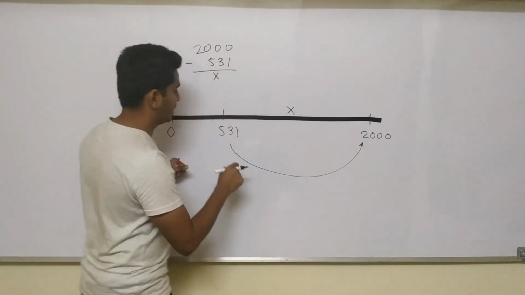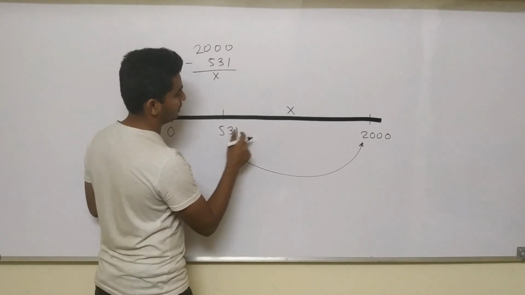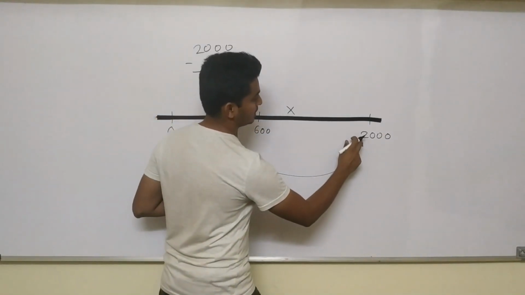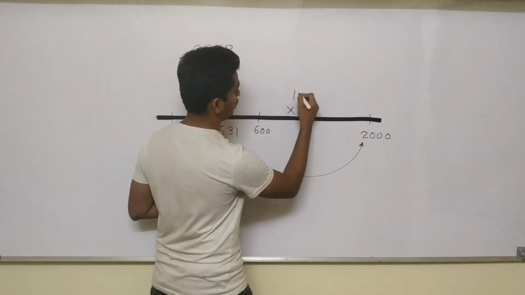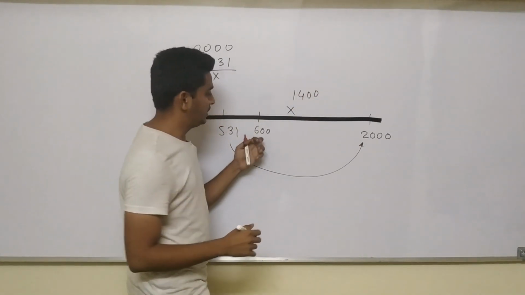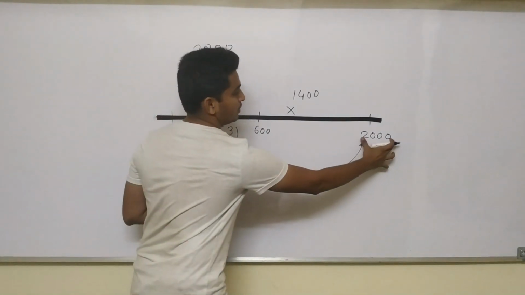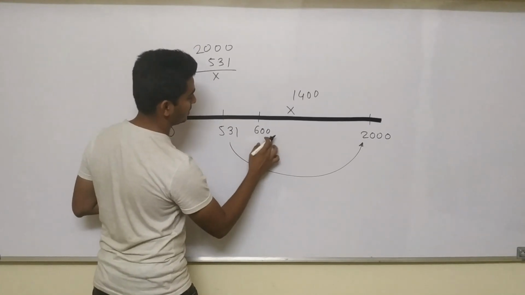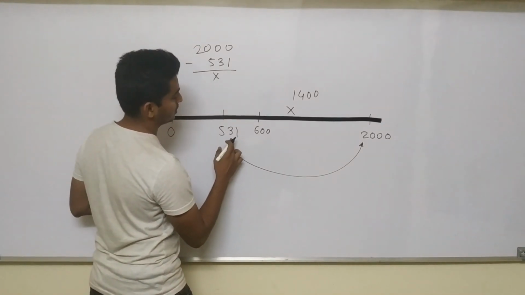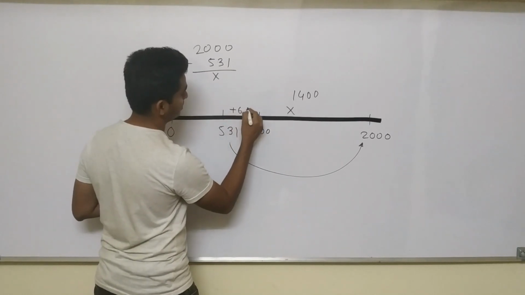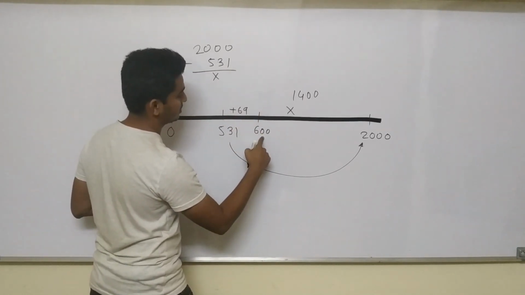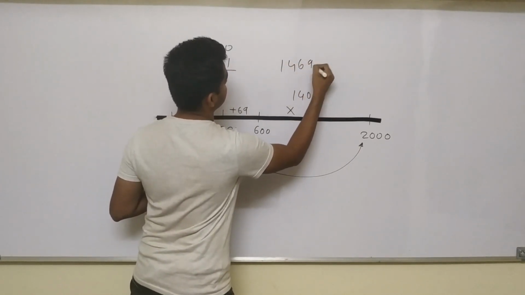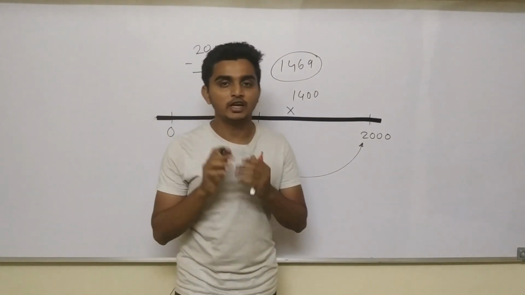I'll show you how. From 531 go up until 600, and then you know that from 600 the distance till 2000 is 1400. So you go to the nearest round number, which you can easily work from. From 531 up until 600 you have to add 69. So 69 plus 1400 is 1469, and you can do this in your head.